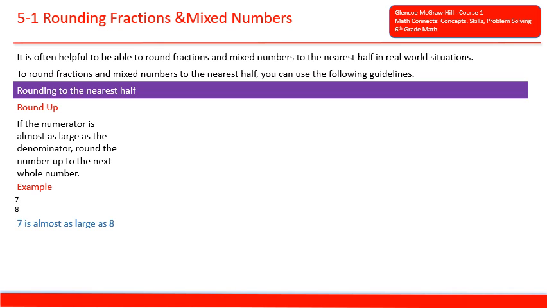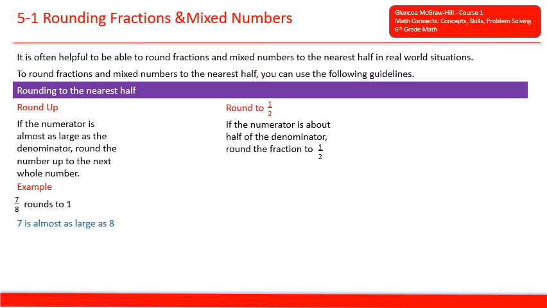Example 7/8. 7 is almost as large as 8, so 7/8 rounds to 1. Round to a half. If the numerator is about half of the denominator, round the fraction to a half. Example 2 and 3/8. 3 is about half of 8, so 2 and 3/8 rounds to 2.5.